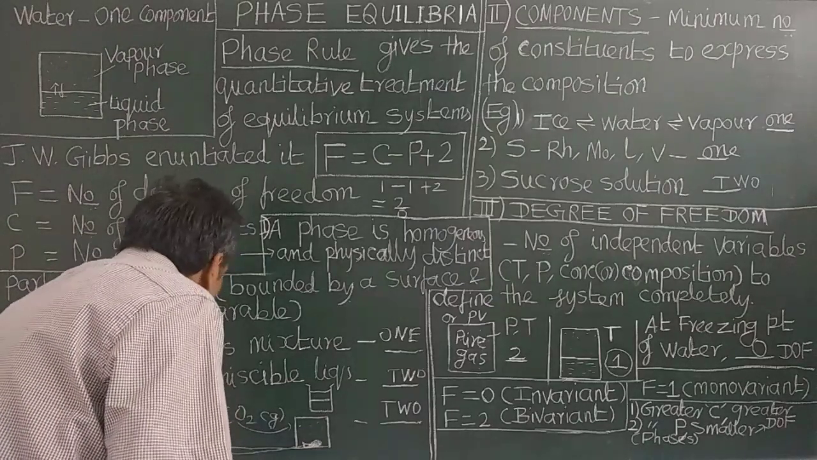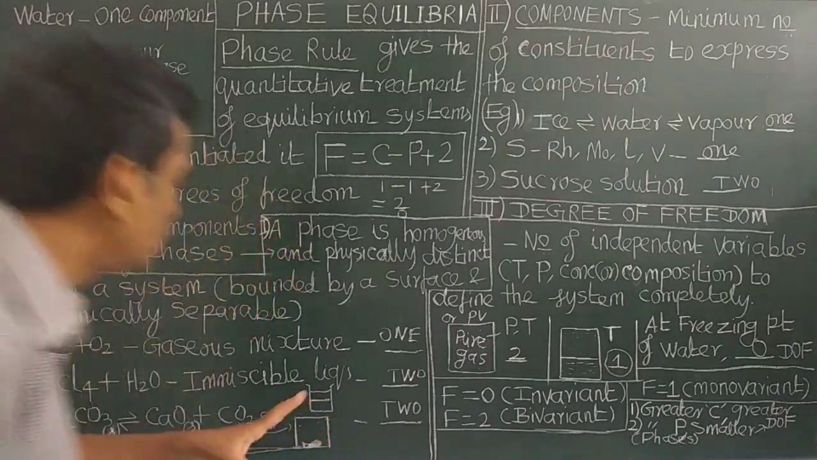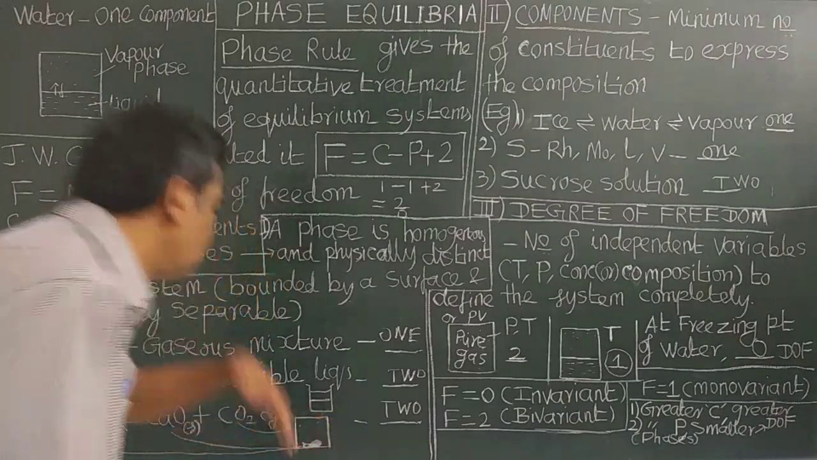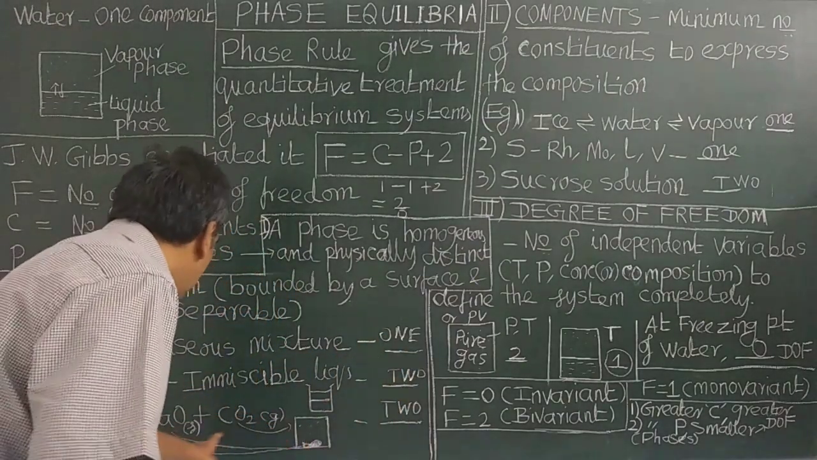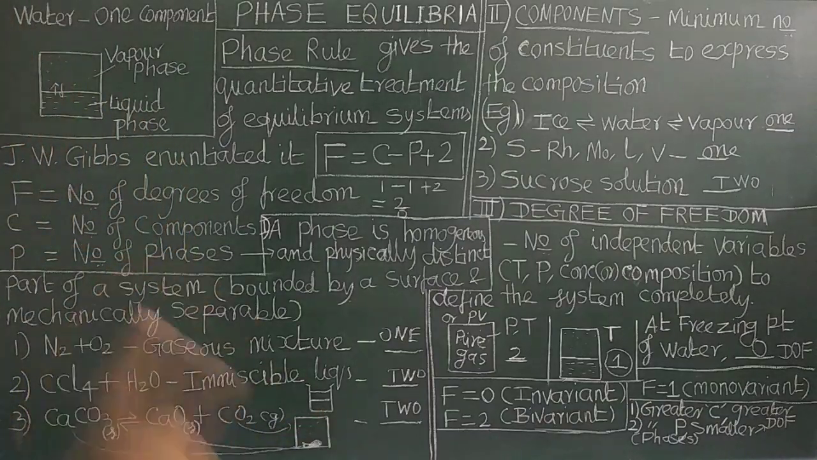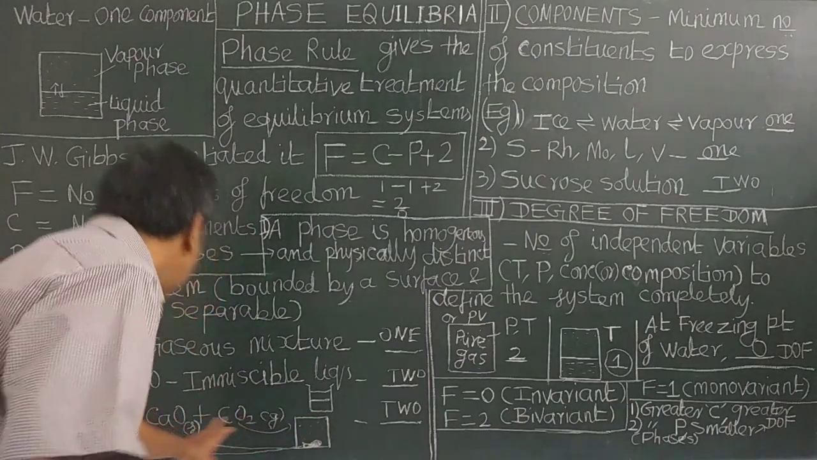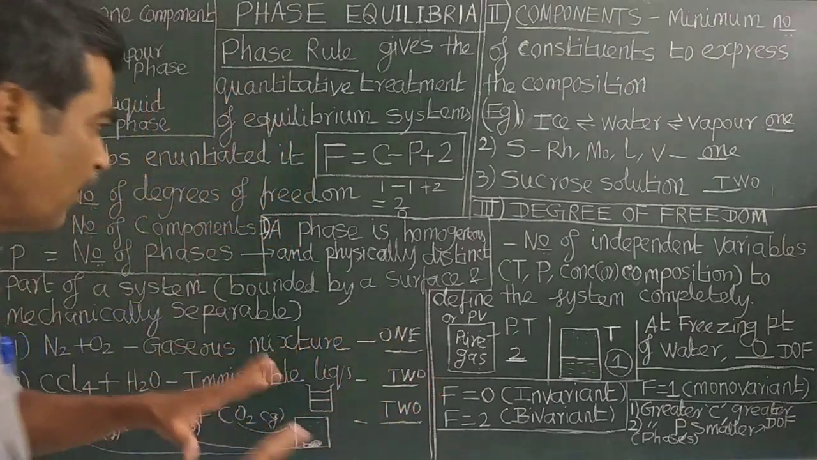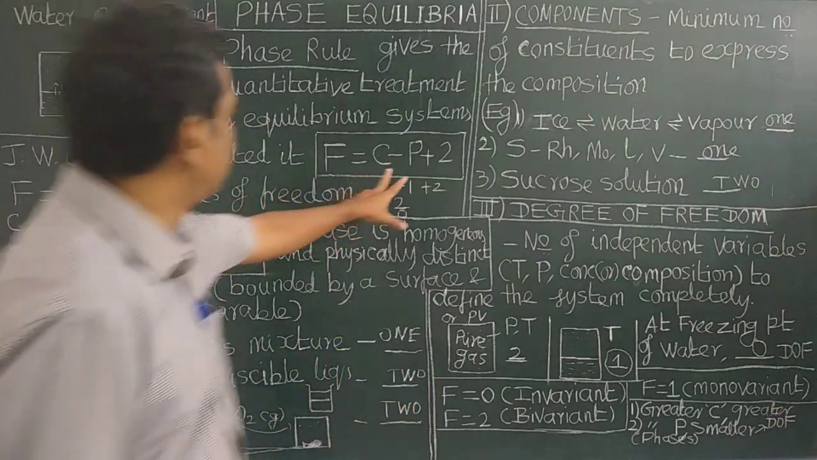Here you see calcium carbonate in a closed vessel. On heating, it gives calcium oxide plus CO2 gas. Therefore, there are two phases. Remember, there are two phases: one is the gaseous phase, another is the solid phase. Now we have seen what a phase is in the phase rule.